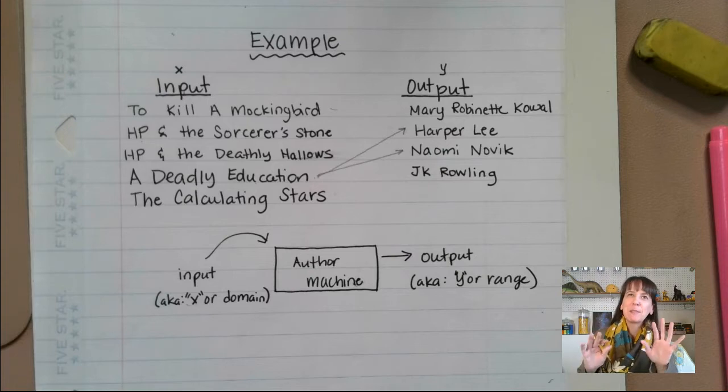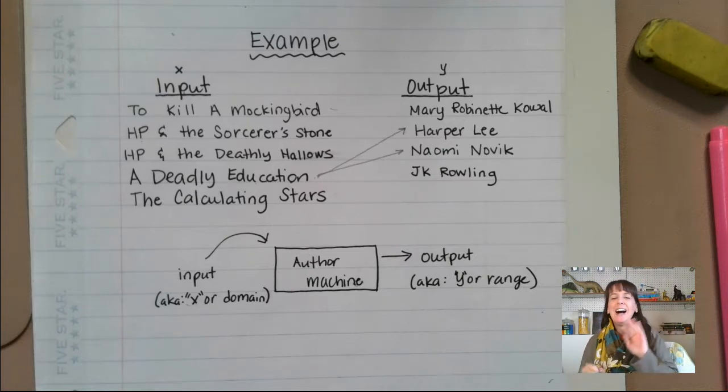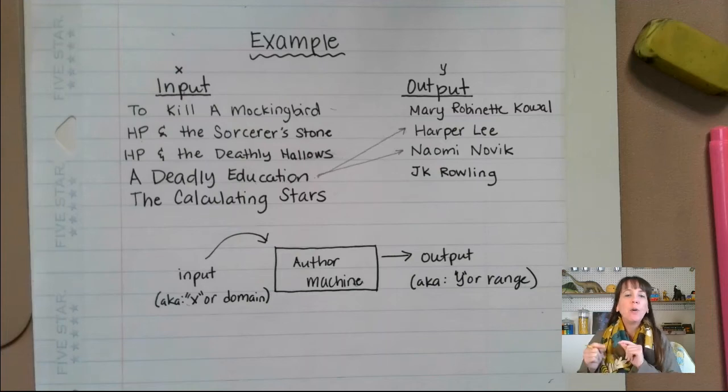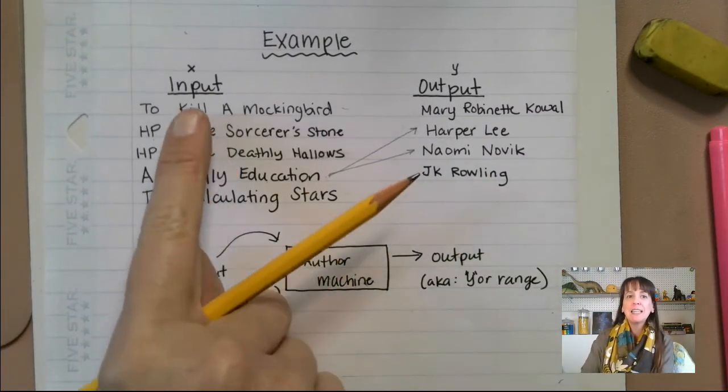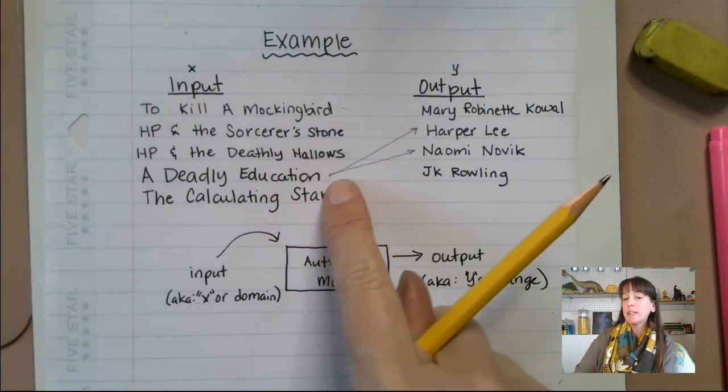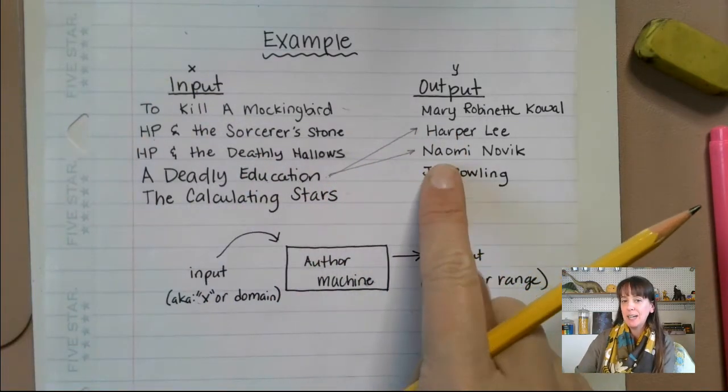Thinking specifically of a single author book, right? So we can't have 2 authors that write the exact same book. So if we have that happen, that is not a function because our X is repeating. We're getting a different output every time.